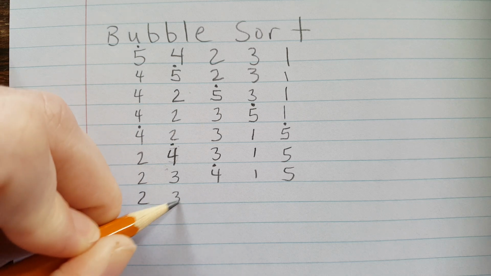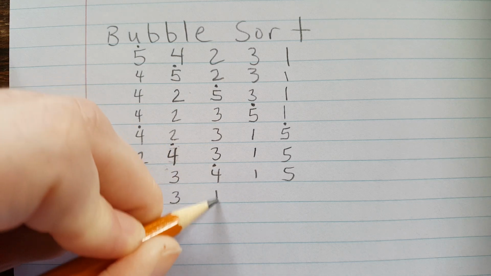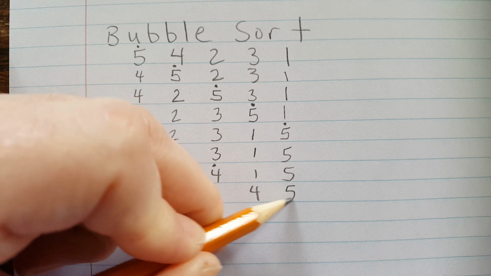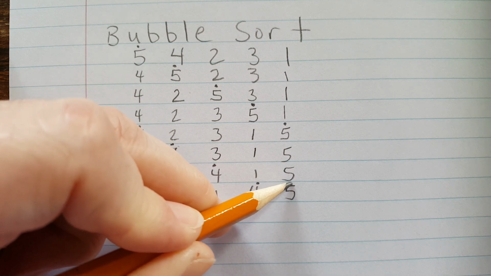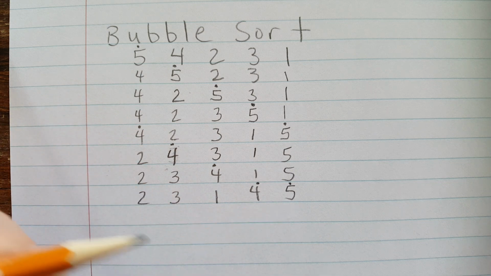And now 4 and 1 are out of order, so I'm going to swap them. And I move my dot along. And 4 and 5 are not out of order, so I move my dot along. And now I'm at the end. So now I'm going to go back to the beginning, and I'm going to start the process again.